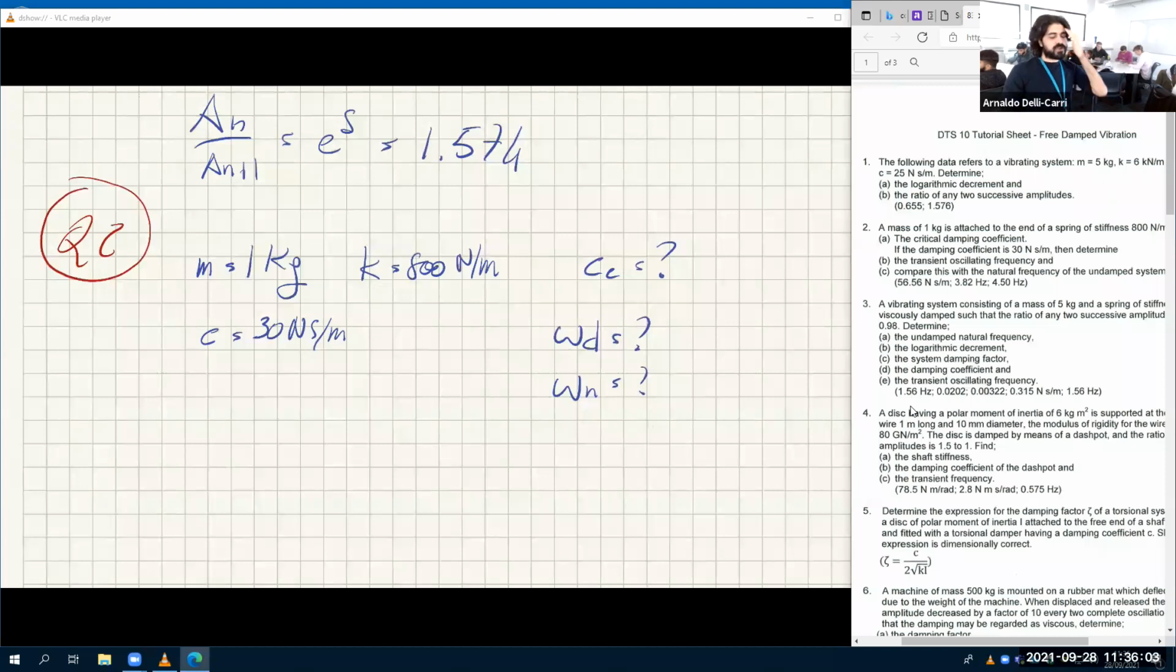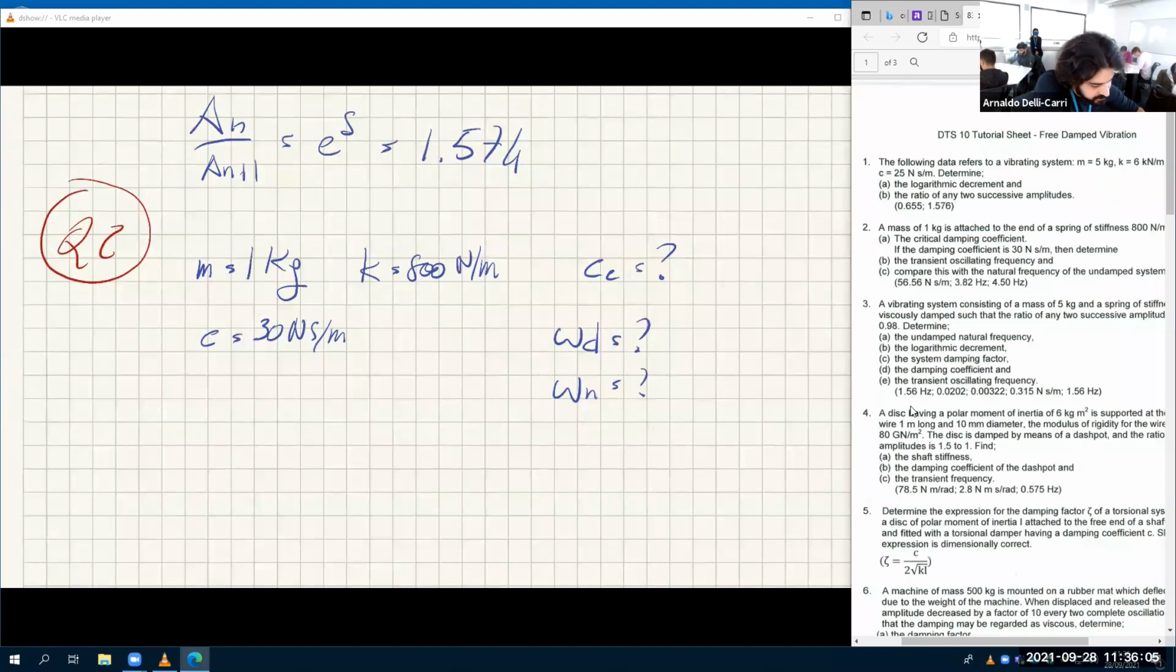So help me out. How do we find this? Well, you know that C critical. See, to find C critical, we don't need C. This is one of the easiest mistakes to make. To find the critical damping coefficient, you don't need the actual damping coefficient. That's the whole point, because you need to compare your actual damping coefficient with the critical one. So you don't need to know what the actual one is.